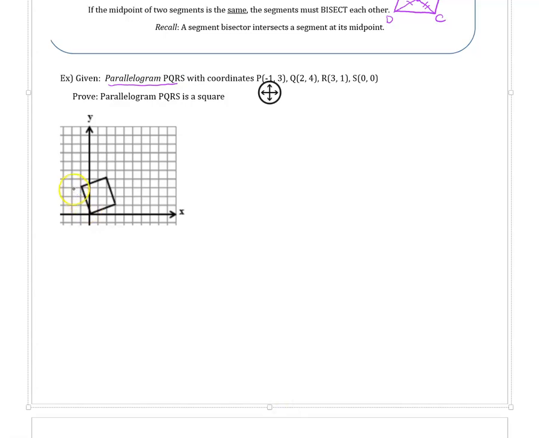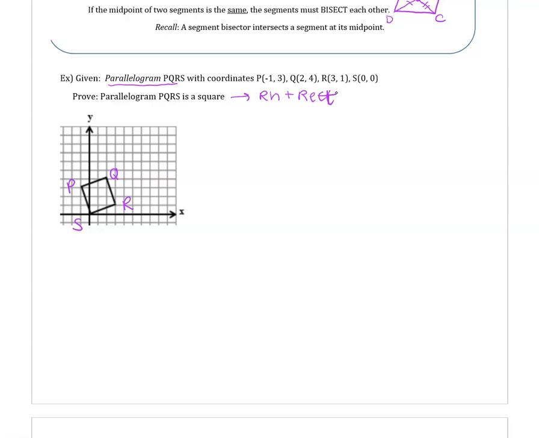So P is at -1, 3, Q, R, S. I want to prove that the parallelogram is a square. Okay, now if you're going to prove that it's a square, that means we need to prove that it's a rhombus and a rectangle. Oops, well, let me write there. There we go, a rhombus and a rectangle. So it doesn't matter which one you do first. I think I'm going to do rhombus first.